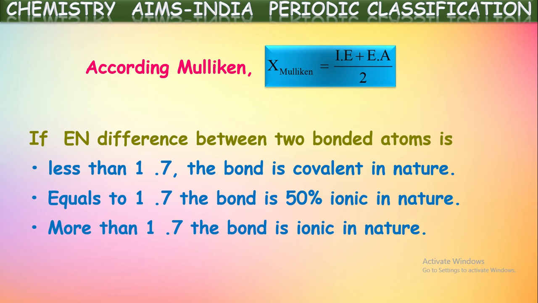By calculating the electronegativity of the atoms in a molecule, we can predict the type of bond between them. If the electronegativity difference between those two is greater than 1.7, then the bond is said to be ionic. If it is less than 1.7, then the bond is said to be covalent. If it is exactly equal to 1.7, then we can say it is 50% ionic in nature. In that way, the nature of the bond can be determined by using the electronegativities of the atoms.